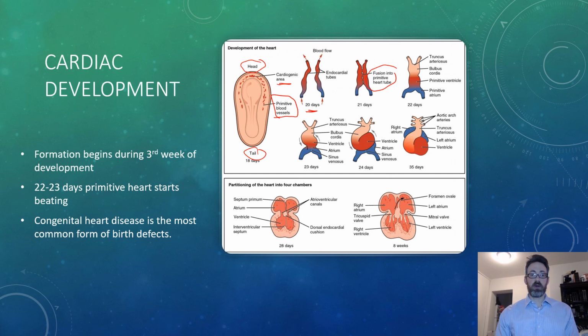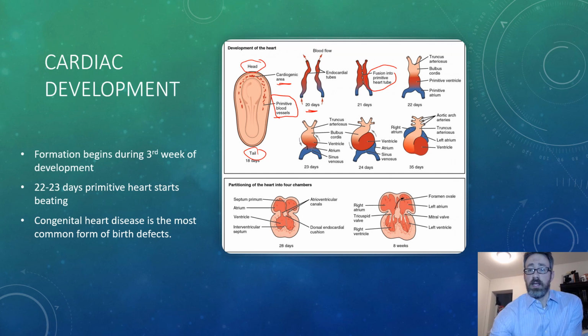Then at this point, right around day 22, 23, this primitive heart tube will actually start to beat and will have the ability to move blood. So this is a major step in the formation of our heart and the circulatory system.